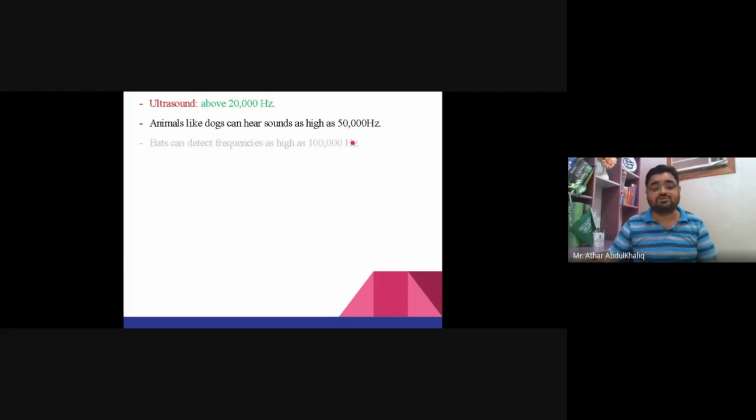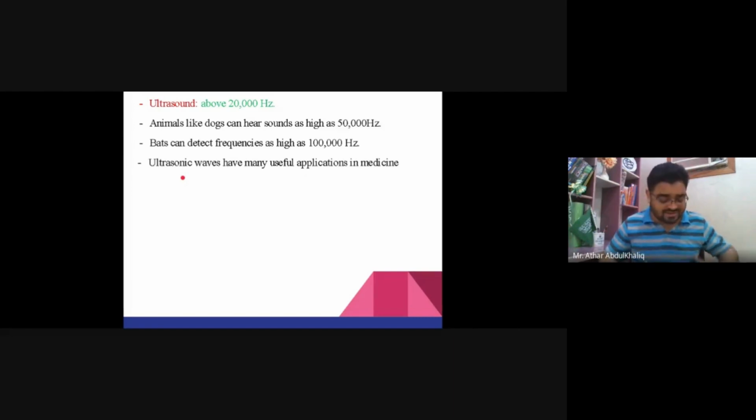Also, there are some animals that can detect frequencies like 100,000 hertz. A bat can detect sound of 100,000 hertz. Dolphins also have the ability to hear ultrasound of 100,000 hertz. These ultrasounds are also used for many medical purposes, like knowing the abnormalities of the body's different ailments.